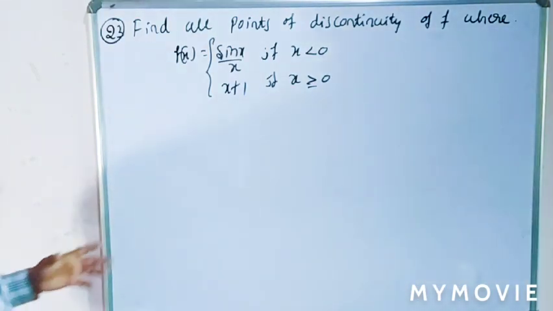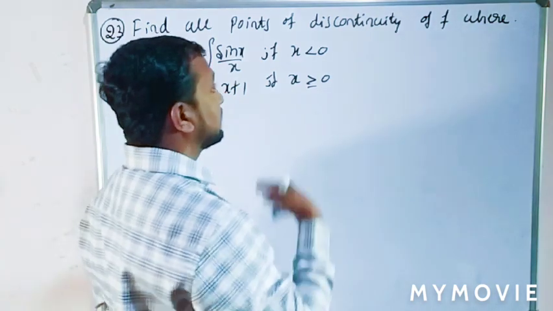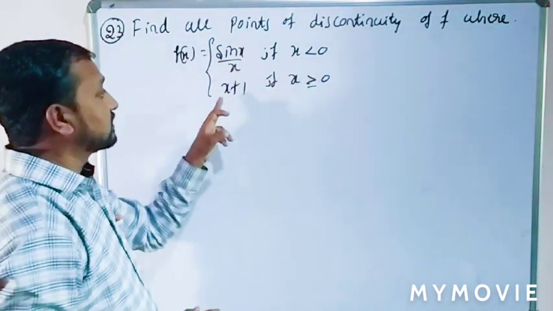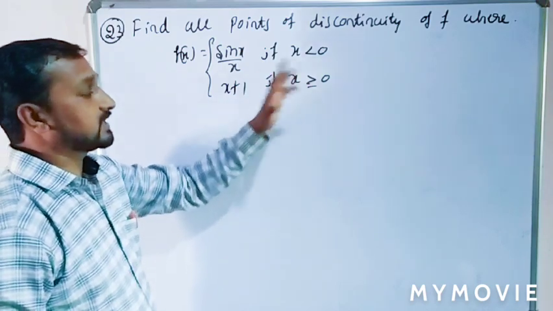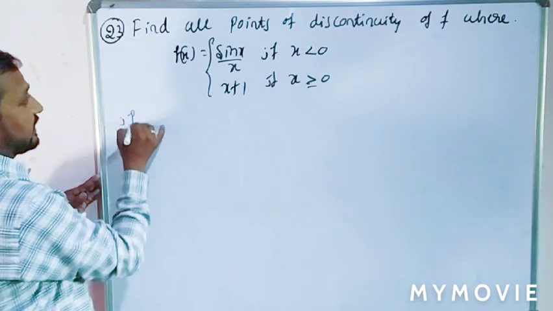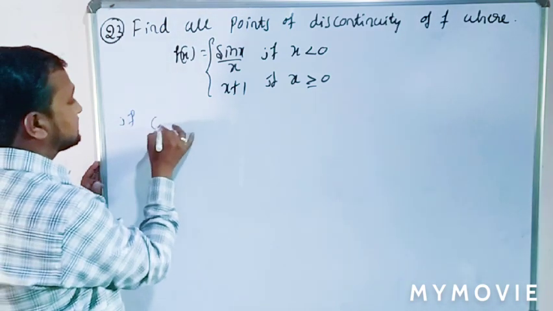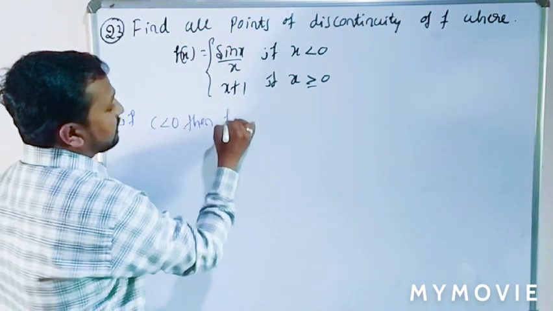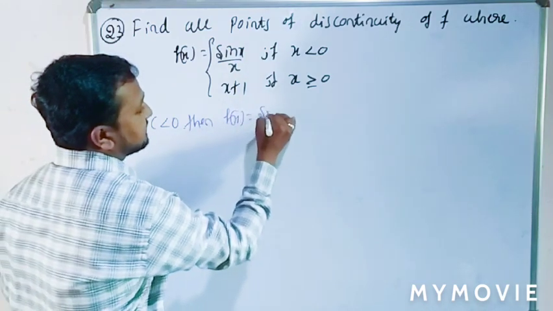Find all points of discontinuity of the function f, where f of x equals sin x by x if x is less than 0, and x plus 1 if x is greater than or equal to 0. That's also a very easy example. First, for every real number c less than 0, f of x is equal to sin x by x.